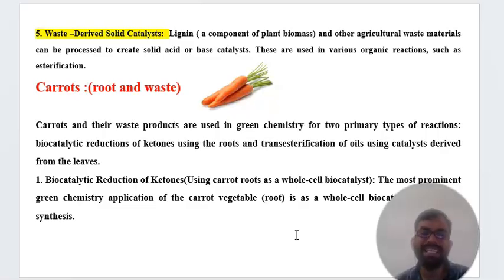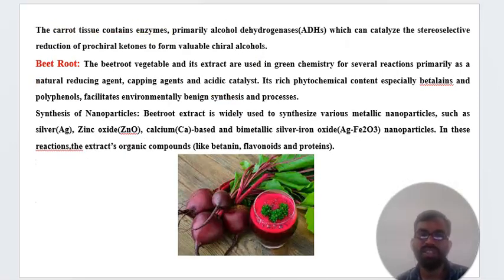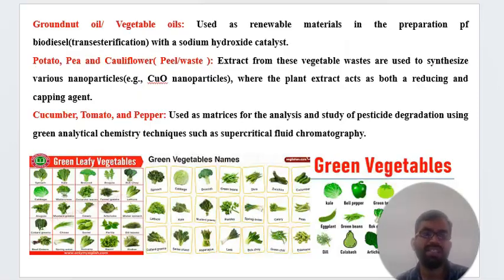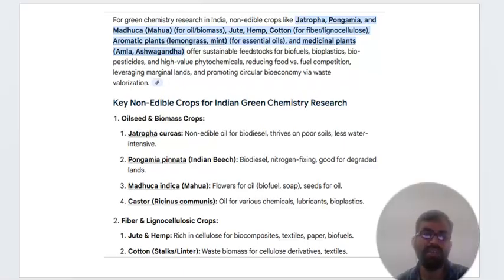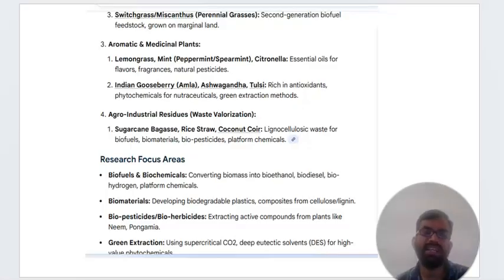The most prominent green chemistry example is carrot vegetable roots or whole-cell biocatalysts in organic synthesis, for ketone-based reactions. And you can see beetroot also being used for green chemistry, along with many others like groundnut, vegetable oils, potato, peanuts, cauliflower, cucumber, tomato, and pepper. Now red cabbage, beetroot, spinach, broccoli, and many more. Non-edible plants are also used nowadays for biodiesel production, like Jatropha and others. You can see many Indian aromatic plants are used for green chemistry.